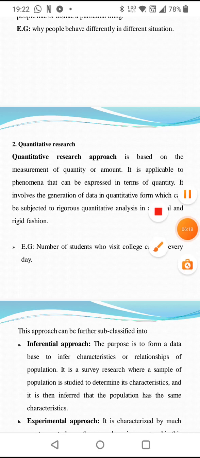Coming to quantitative. The quantitative research approach is based on the measurement of quantity or amount. It is applicable to phenomena that can be expressed in terms of quantity. It involves the generation of data in quantitative form, which can be subjected to rigorous quantitative analysis in a formal and rigid fashion. For example, the number of students who visit the college canteen every day.